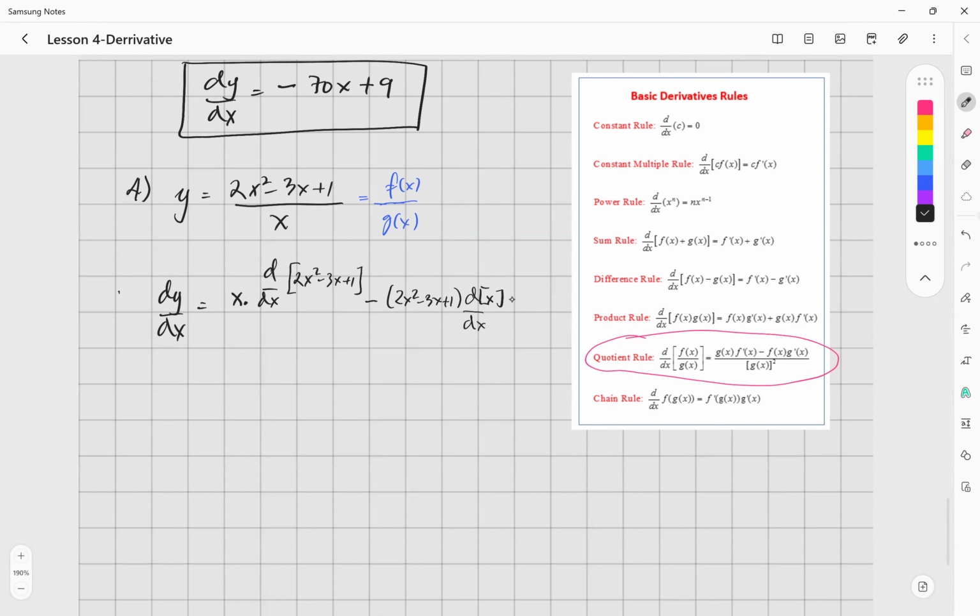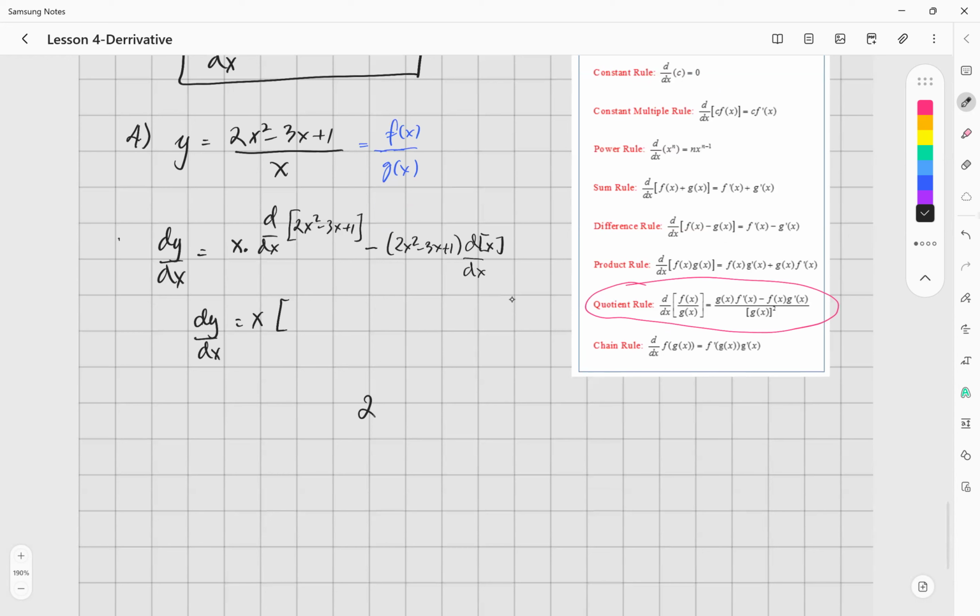Okay. So therefore, dy over dx is simply x multiplied by the derivative of 2x squared. Bring down the 2, so 2 times 2x to the power of 2 minus 1. So you get 4x. Derivative of negative 3x is simply negative 3. Derivative of 1, a constant, is simply 0, minus 2x squared minus 3x plus 1.